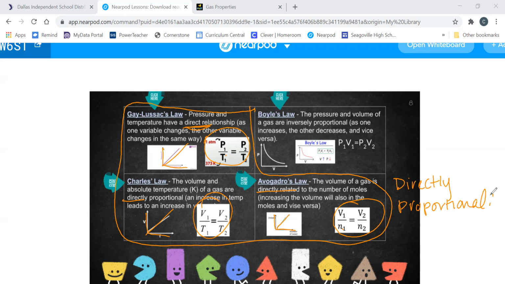Directly proportional means that if one goes up, the other one will go up. So if pressure goes up, for Gay-Lussac's law, temperature is also going to go up.